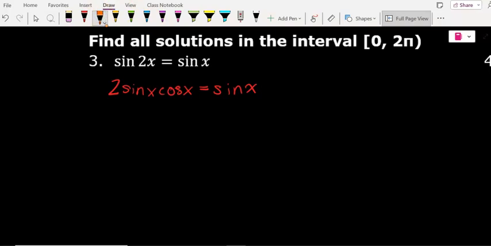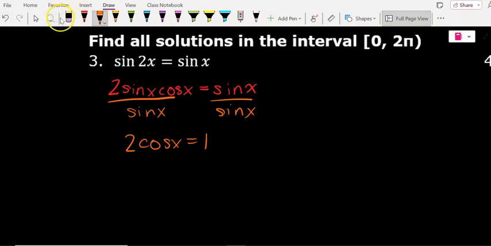Now, don't be tempted right now to go ahead and divide both sides by sine. If I did that, sure, it seems like it's going to work out for me and I could cancel out that and get 2 cosine x is equal to 1. I'm not doing that, okay? If I do that, I'm completely eliminating a possible answer.